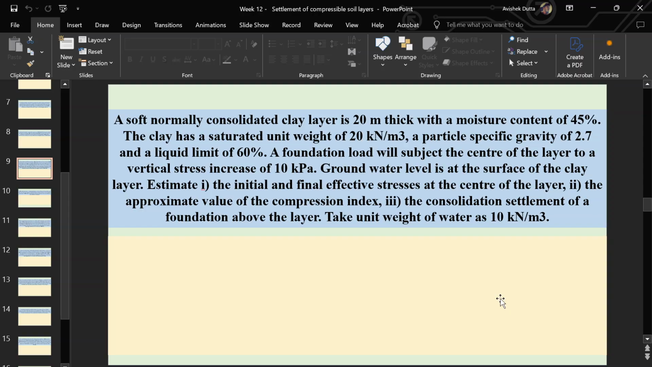Estimate number 1, the initial and final effective stresses at the center of the layer. Number 2, the approximate value of the compression index. And number 3, the consolidation settlement of a foundation above the layer. Take unit weight of water as 10 kilonewton per meter cube.